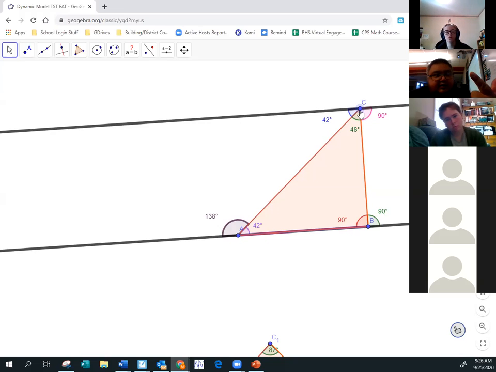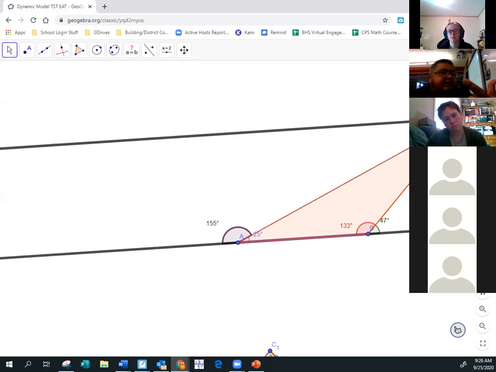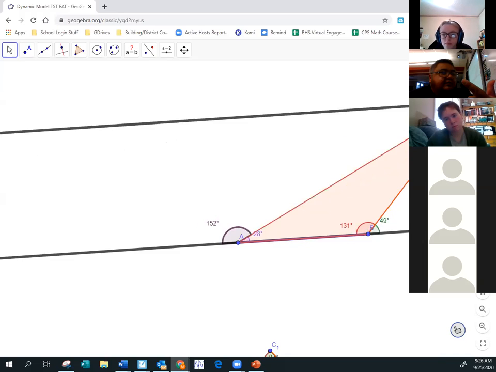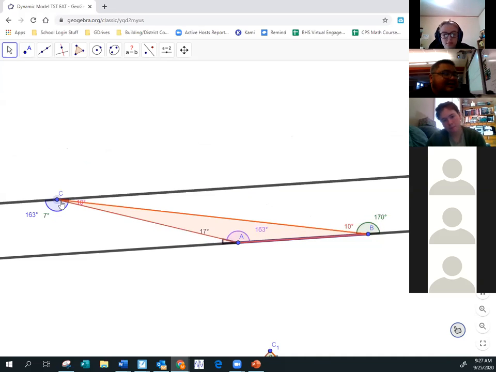It definitely works for right triangles. What's the only other type we should check? Obtuse. Okay, so let's make one of the angles larger than 90, something like this. Okay, do a quick check: the green angle, the purple angle, and then the orange angle. That's right. Okay, let's do something a little more extreme, shall we?